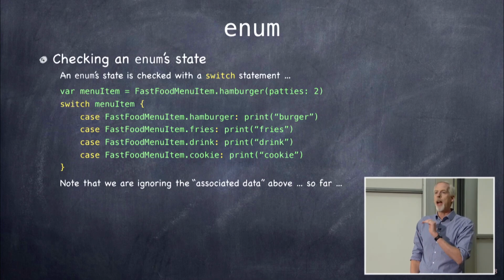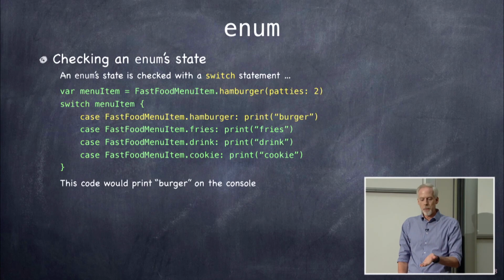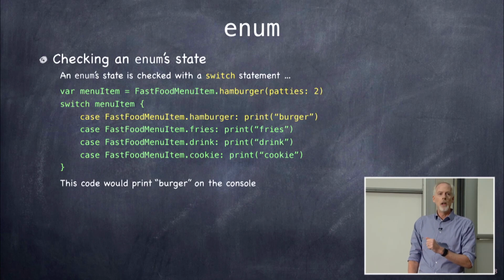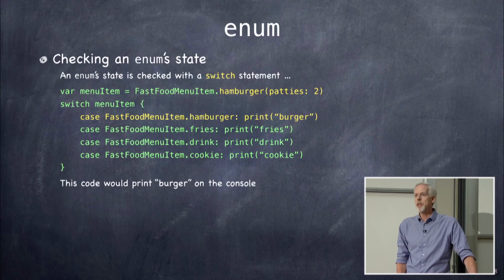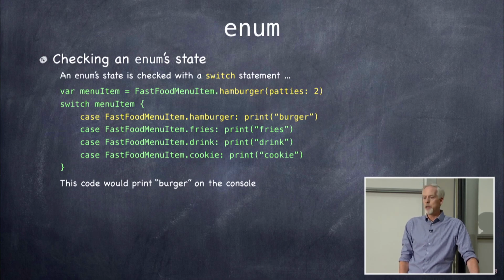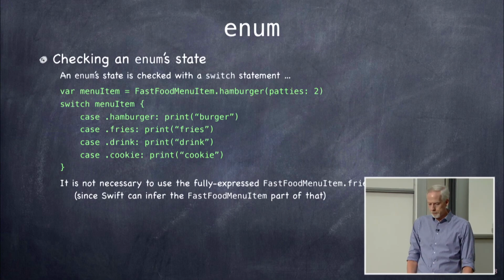So here I'm just printing out what the various cases are. If it's hamburger, for example, you can see that I'm printing burger. Notice that I'm ignoring the associated data here, which is perfectly fine. You're allowed to completely ignore the associated data when you're checking the state with switch. Now, switch requires you to address every single case. You are not allowed to only look at two of the cases. But of course, it's got something that can help you with that.